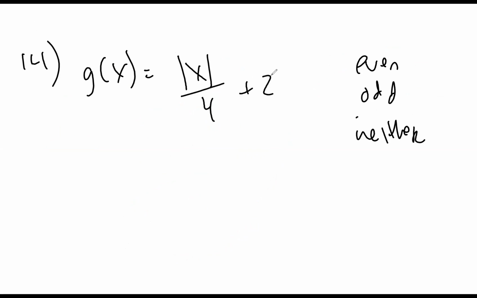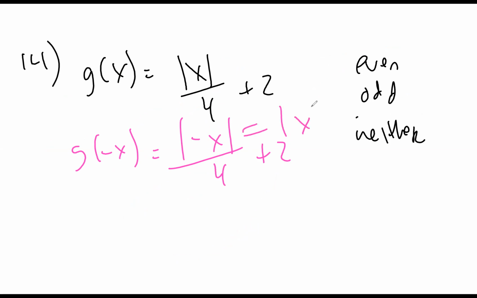And so the very first thing that we have to do is replace x with negative x everywhere. So this becomes the absolute value of negative x over 4 plus 2. Okay, now we want to simplify. And so I say, okay, if I ask you, what's the absolute value of negative x? Well, we know that the absolute value can never be negative. So do you agree that the absolute value of negative x is the exact same thing as the absolute value of a positive x? Do we agree to that?